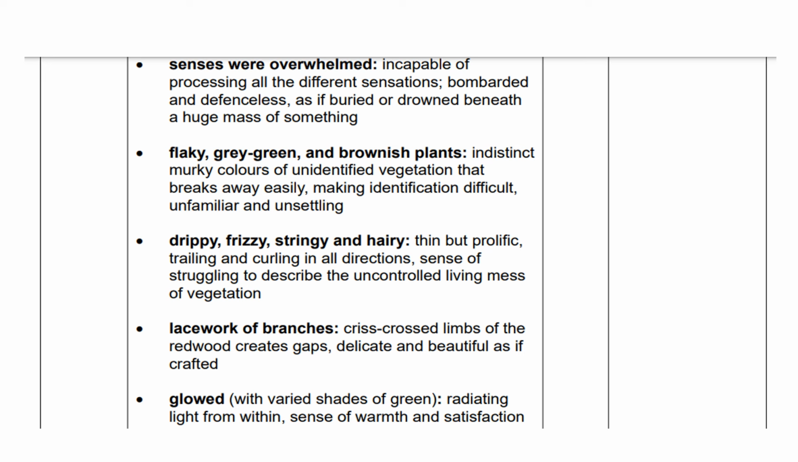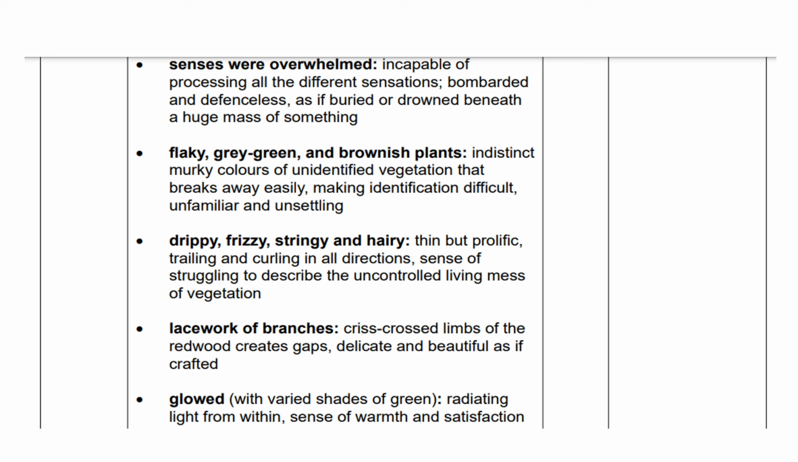Which means you could pick flaky gray, green and brownish plants. So in this murky color of unidentified vegetation that breaks away easily, making identification difficult. Drippy, frizzy, stringy and hairy. So this can be explained as thin but prolific, trailing and curling in all directions. So you see, like lace work of branches, even crisscross work. Even this one word can be taken, like cloud, it means radiating light.